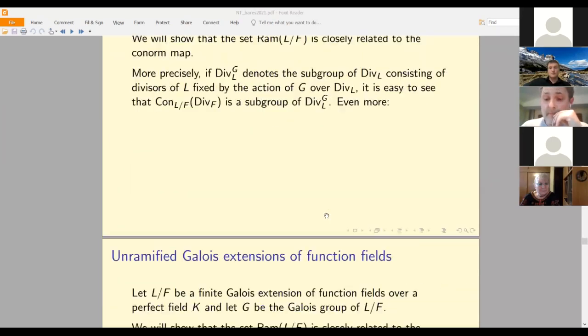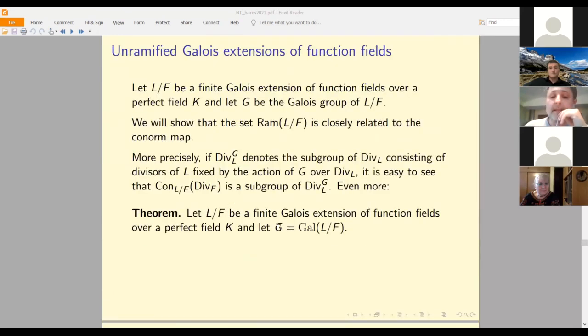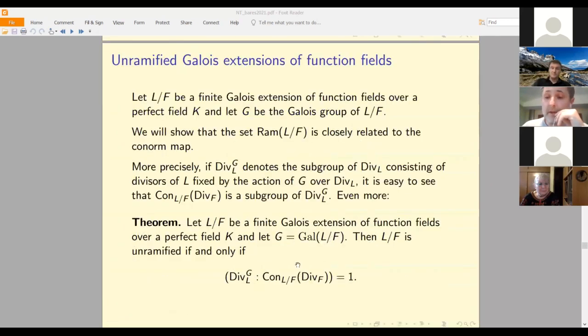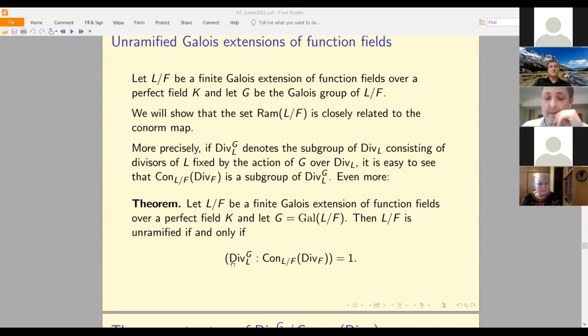And even more, you can prove that a Galois extension of function fields over a perfect field is unramified if and only if the index of the conorm in the divisors of L fixed by G is 1. One of the implications, that if it is unramified then this index is equal to 1, you can find in Michael Rosen's book, Number Theory in Function Fields. But the other implication I couldn't find anywhere.